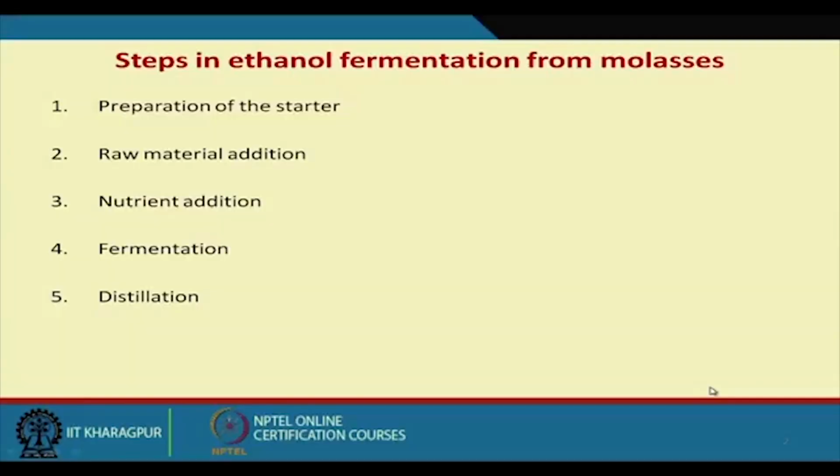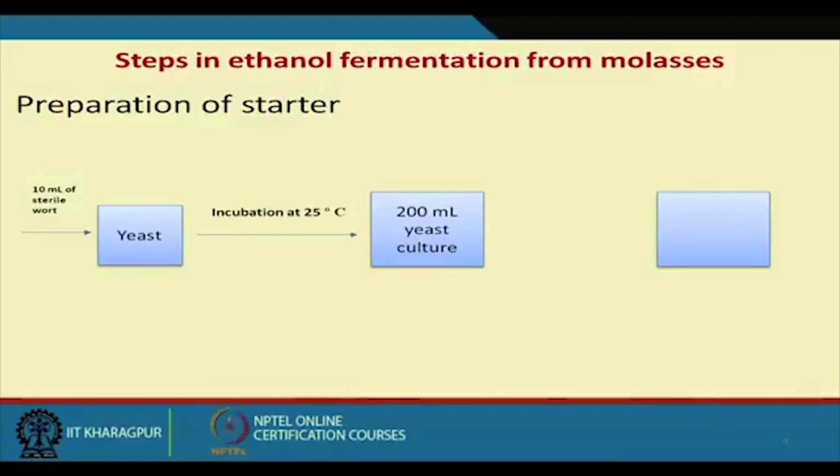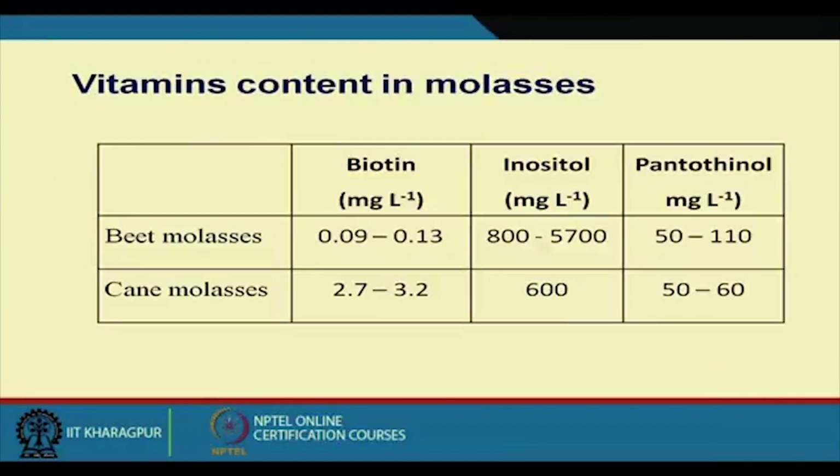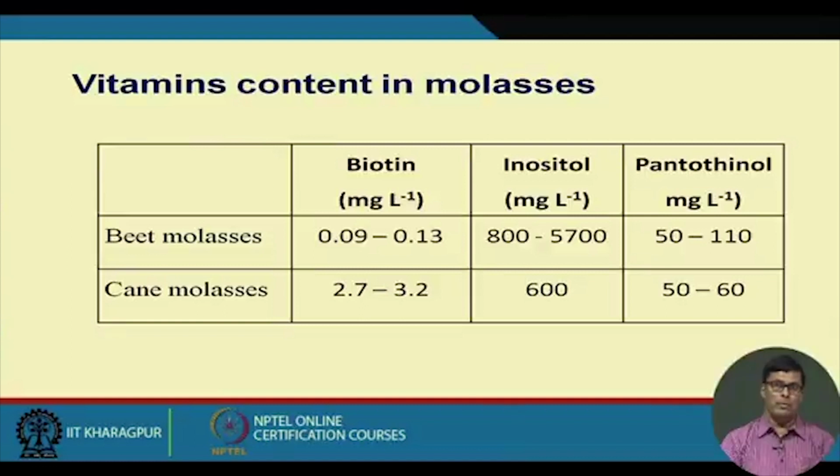Now, the question comes, what are the steps involved in the ethanol fermentation process from molasses? I told you that molasses is considered a very effective raw material for the ethanol fermentation process. Why is molasses considered a very good raw material? The reason is that it contains vitamins like biotin, inositol and pantothenic acid.